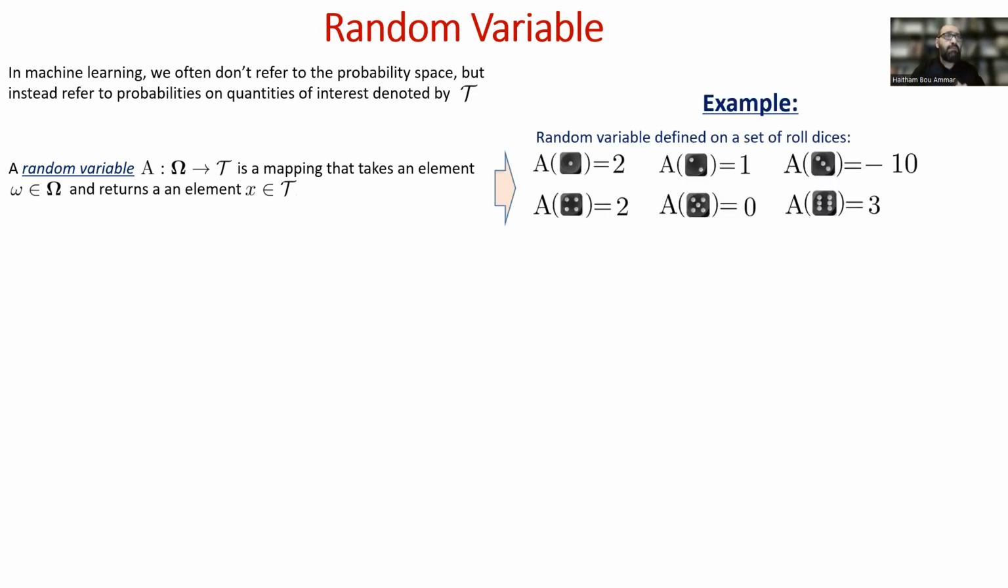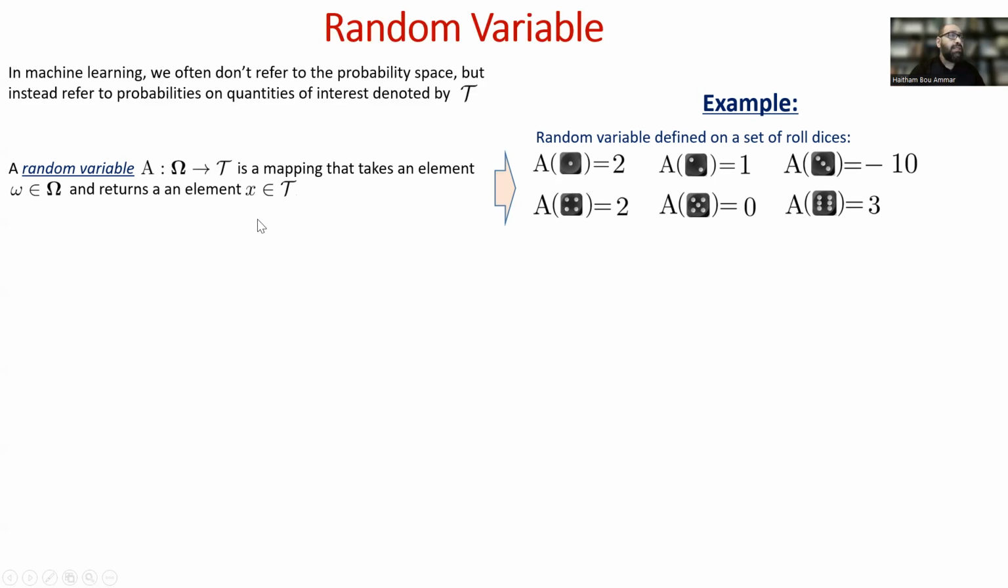Now, for example, we can define a random variable on the set of the rolls of a dice. Remember that we need to take an element from omega and map that to an element in T. This is just an example. Imagine now that we are rolling a dice. So what is the omega? Well, the omega is either to get 1, or 2, or 3, or 4, or 5, or 6.